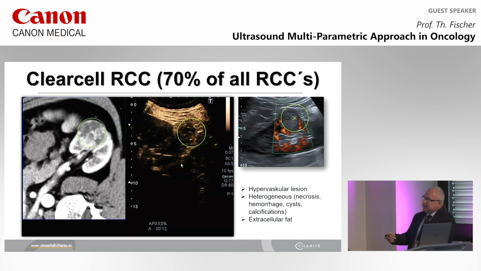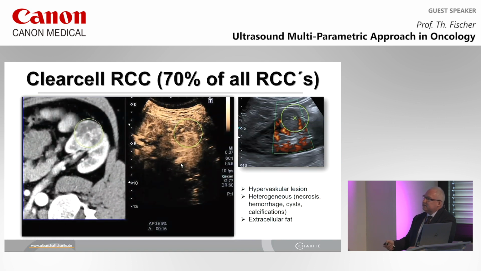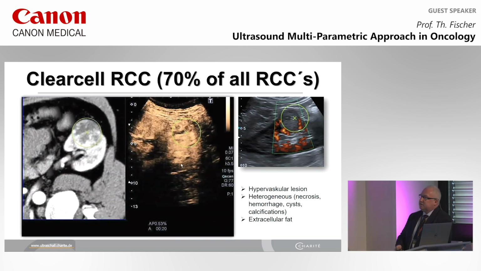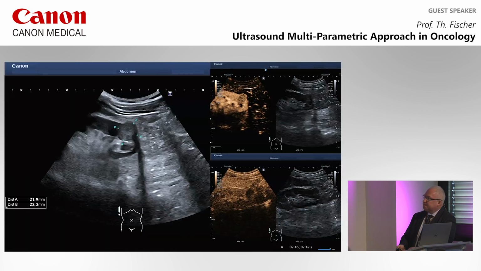We have to know that clear cell renal cell carcinoma is about 70% of all renal cell carcinomas. That means we have a hypervascular, heterogeneous lesion, including necrosis, cystic lesions, or calcifications. And sometimes we also see extracellular fat, especially in the MR evaluation. That's an example to demonstrate that we can see the same things in CT and ultrasound. It looks quite similar here, the early enhancement phase of this very well vascularized clear cell renal cell carcinoma.